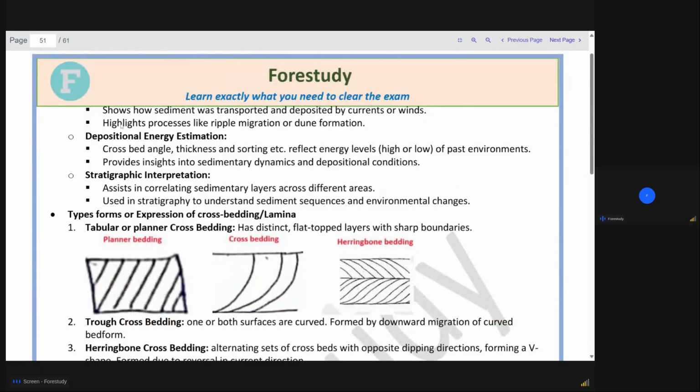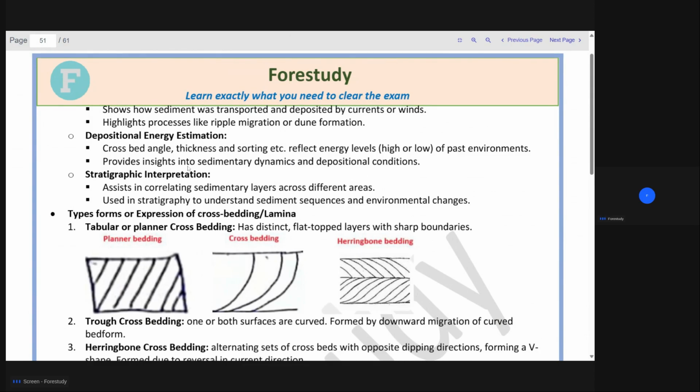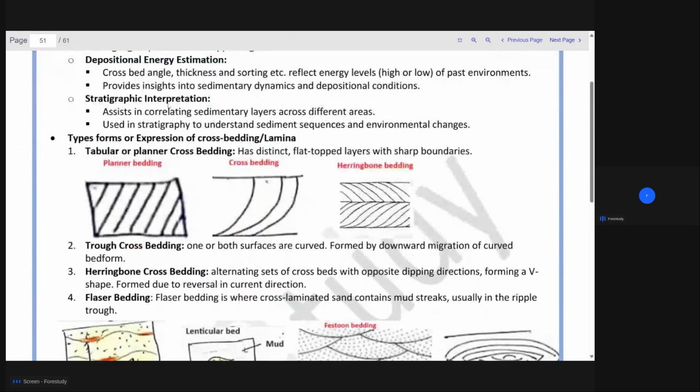Okay. Deposition energy estimation: crossbed angles, thickness, and sorting, etc., reflect the energy levels of the past environment. So the amount of dip of the different laminae will give you the energy conditions of the environment. It provides insights into sedimentary dynamics and depositional conditions. Then we have stratigraphic interpretation. It assists in correlating sedimentary layers across different areas, and is used in stratigraphy to understand sediment sequences and environmental changes. Okay, all these things can be done.